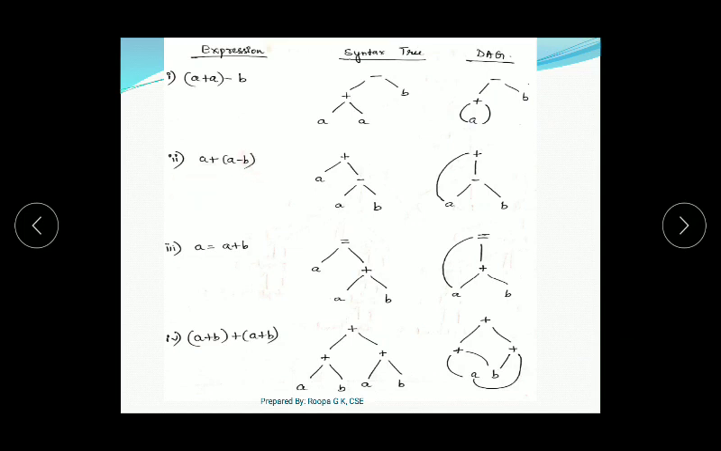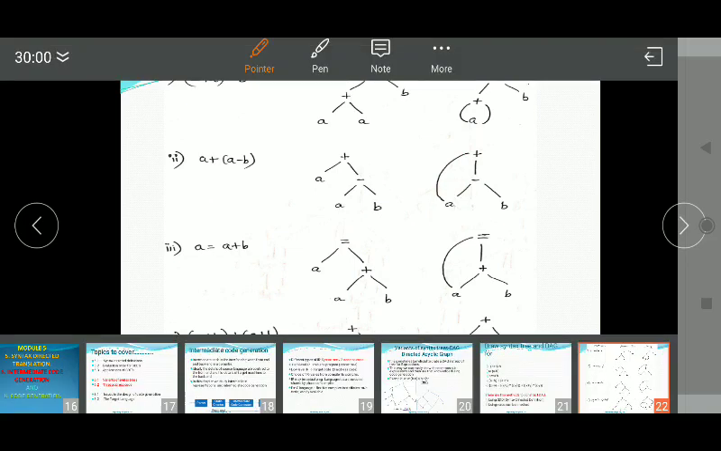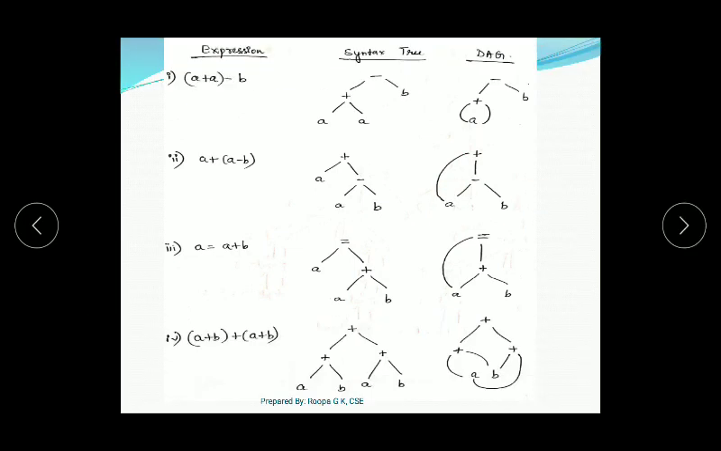Then the second example, a plus (a minus b). How to do it? First consider the parenthesis expression, so this part I completed first. Then for plus, one operand is a, and the other is minus. Coming to the DAG, a minus b, this part is easy. Then a plus, so plus is here. a is already written, so I will just use a curved line like this. How to read it? a plus (a minus b).